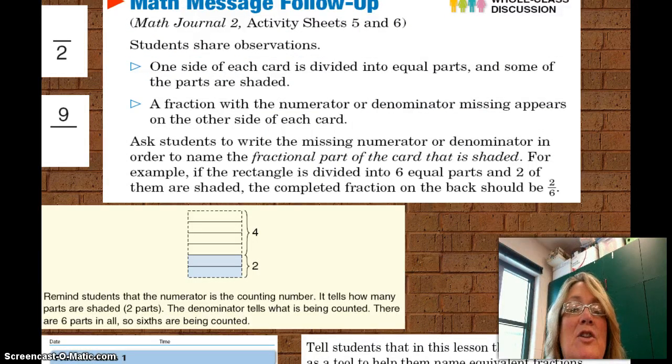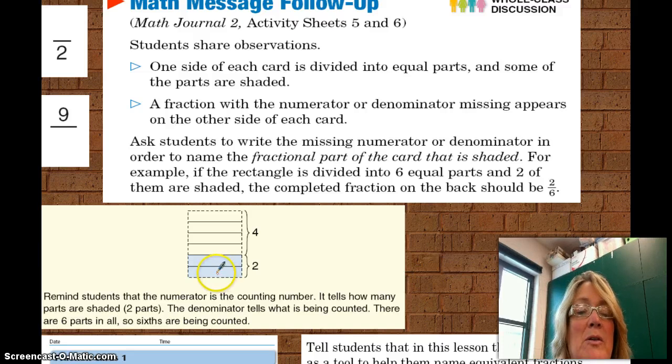On one side of each card, it's divided into equal parts, and some of the parts are shaded. A fraction with the numerator or denominator missing appears on the other side of each card. You need to write the missing numerator or denominator in order to name the fractional part of the card that is shaded. For example, if the rectangle is divided into 6 equal parts and 2 of them are shaded, the completed fraction on the back should be 2/6.